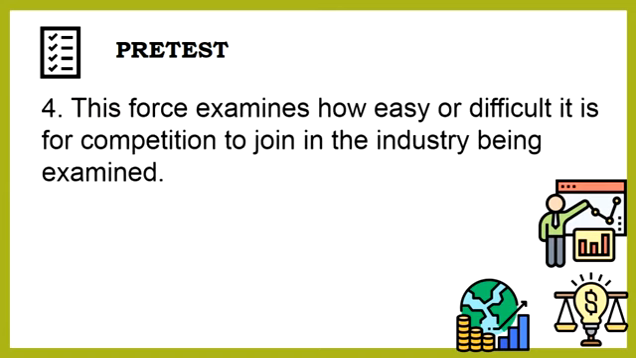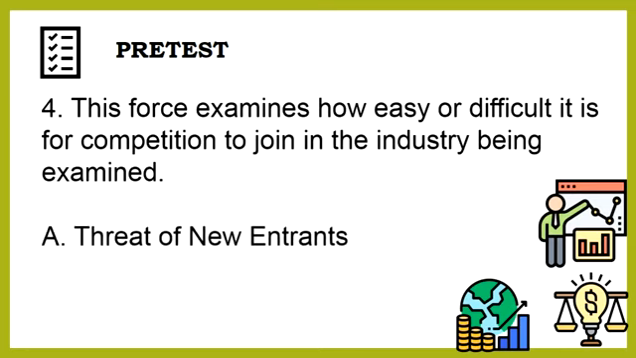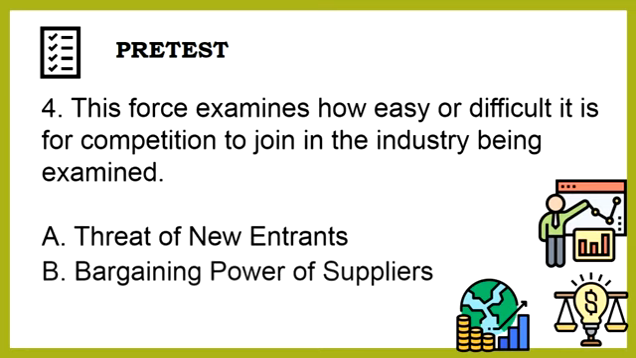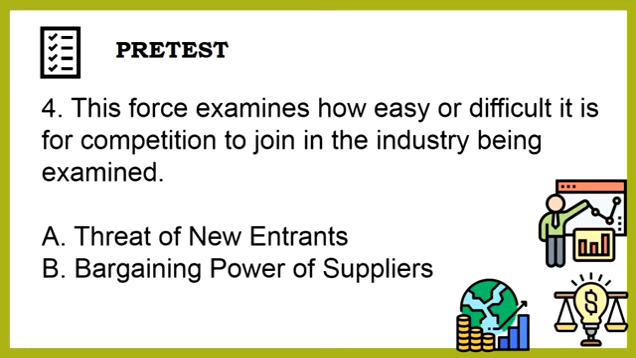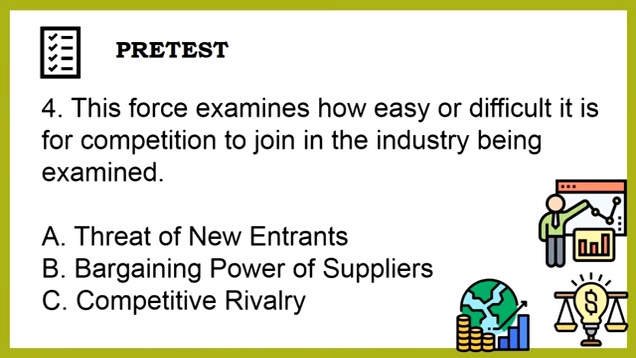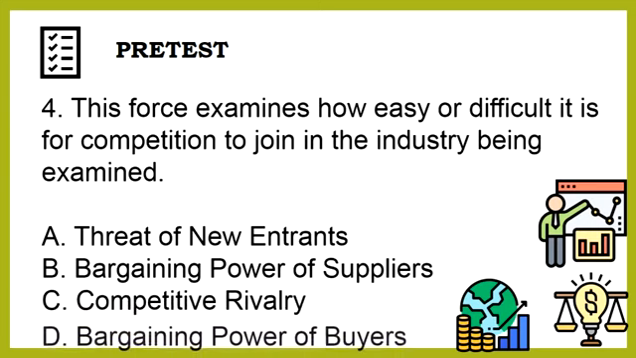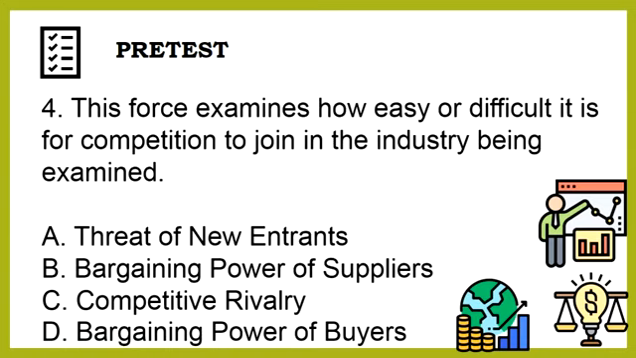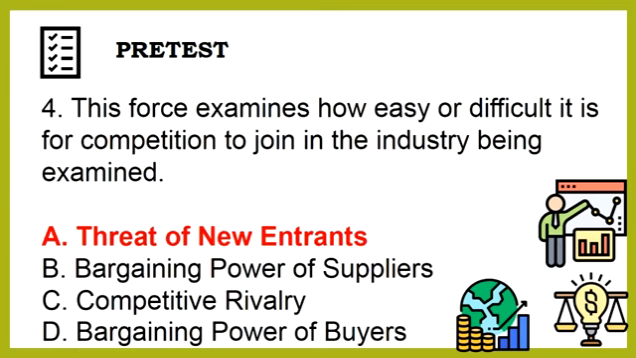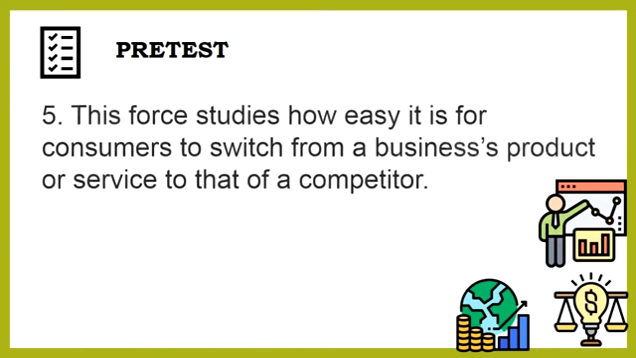Number 4. This force examines how easy or difficult it is for competition to join in the industry being examined. A. Threat of new entrants. B. Bargaining power of suppliers. C. Competitive rivalry. Or D. Bargaining power of buyers. The answer is letter A. Threat of new entrants.